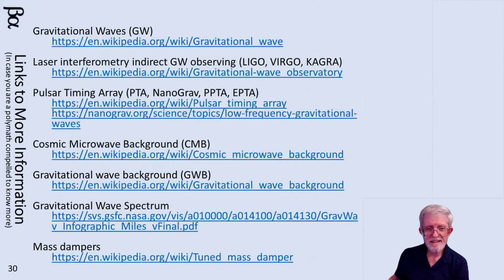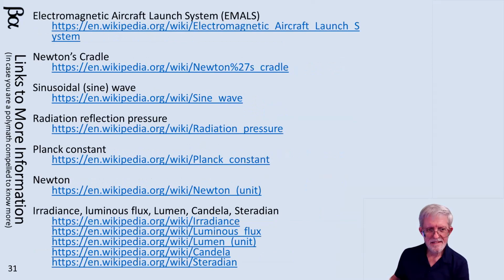Lots of links: gravity waves, mass dampers. Those are in buildings. The electromagnetic launch systems of aircraft carriers, Newton's cradle, and then all the different things associated with photons coming out of devices, irradiance, luminous flux, what a lumen is, how that translates to the SI unit of a candela, and then how the photons are dispersed. That's by steradians.